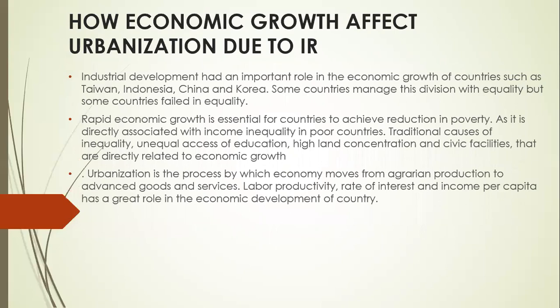Now, the last thing: how urbanization affected economic growth. As we know, industrial development played a very important role in the economic growth of countries such as Taiwan, Indonesia, China, and Korea. We have seen the example of England, that after industrialization, the industries contributed the largest part of the GDP. The same thing happened in different parts of the world where industrialization started. Some countries managed this division with equality, but a few countries failed in this equality.